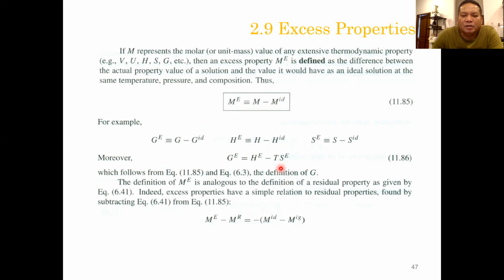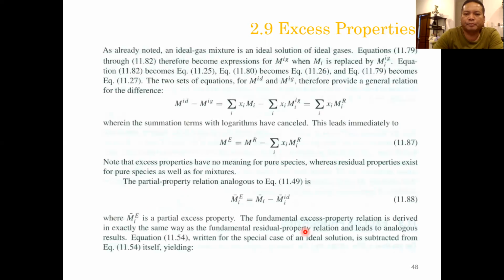Okay, right? So if we deduct, for a mixture, we have vapors and also liquid. Okay, right? For liquid or for the solution, we have ME here. And for the vapor, we have MR. So we can get this equation here, that is M minus MID minus MIG. Okay, so this is the excess properties.